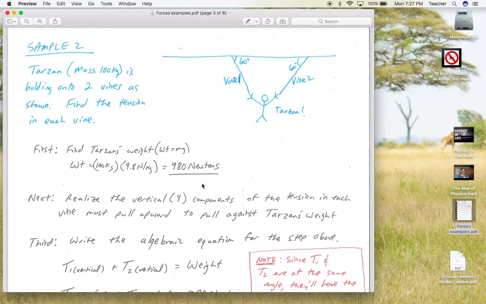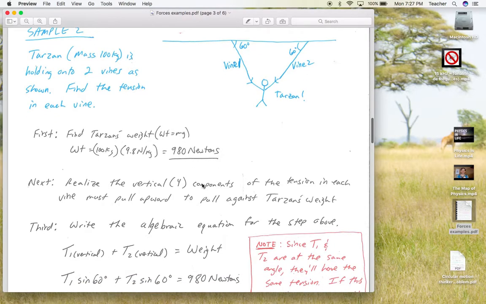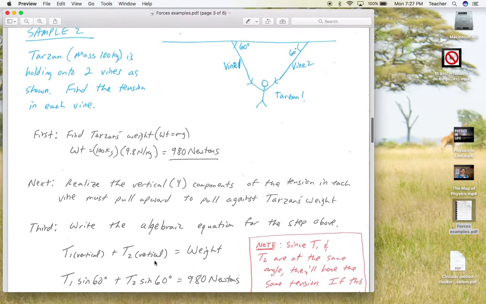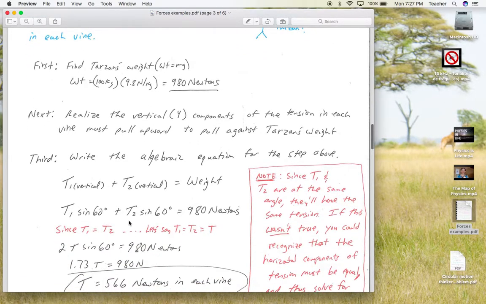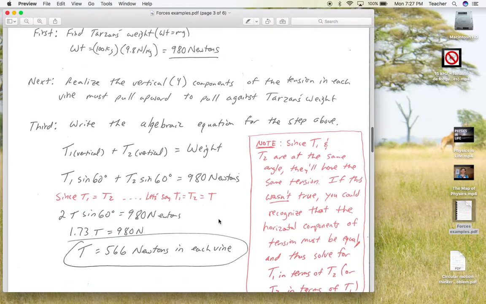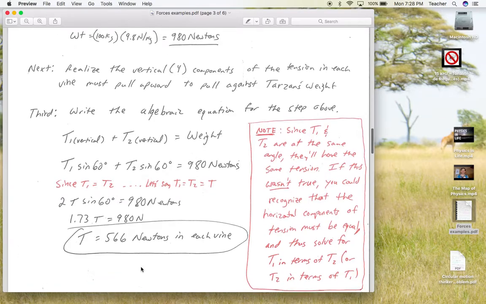Next, figuring out that the vertical components in each have to pull upward against that, I'm writing an algebraic equation for this. So T1 vertical plus T2 vertical equals the weight. T1 sine 60 plus T2 sine 60 equals 980 newtons. But if they're at the same angle, T1 would equal T2, so we would call those T. So 2T sine 60 is equal to 980 newtons. The tension in each one would be 566.